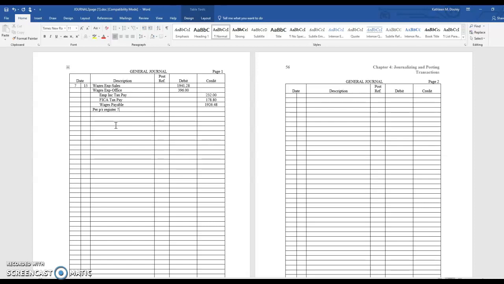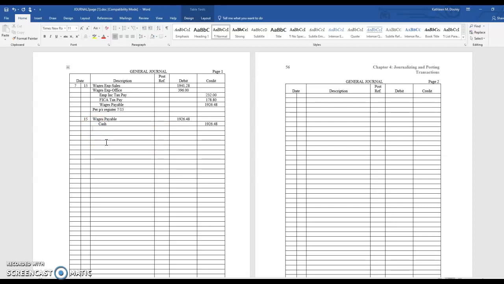register of 7/15. Okay, now I have my second journal entry, happens the same day, and this is where I'm actually paying the check out to Mr. Ryan to take care of this $1926.48. And so I'm going to debit wages payable, because I'm decreasing that liability by 1926.48, and I'm crediting cash for the 1926.48.